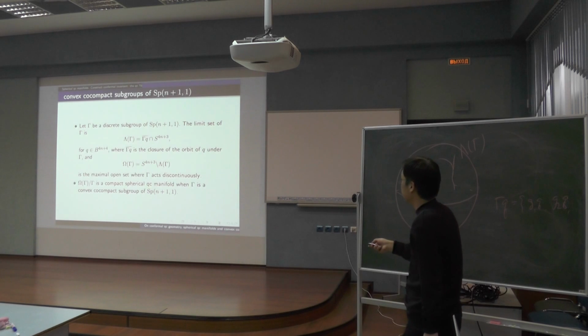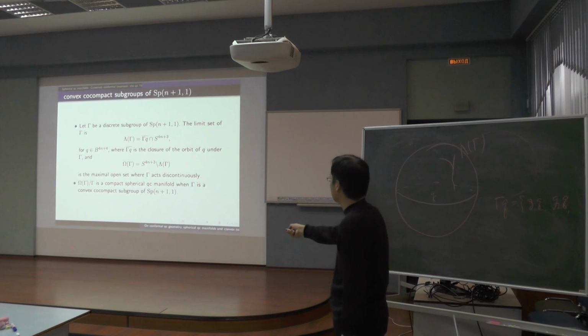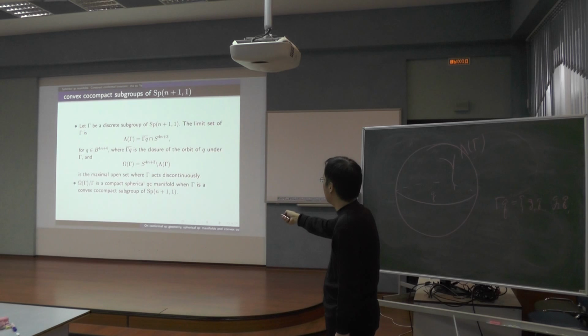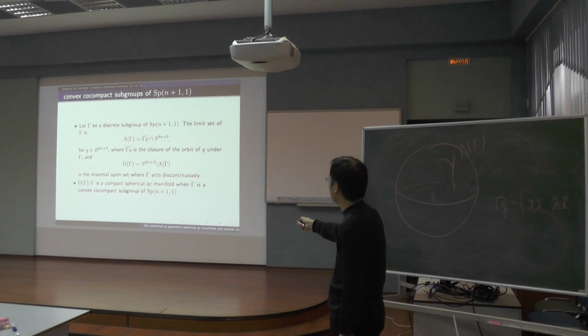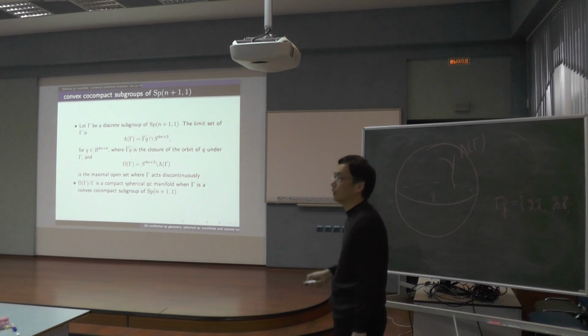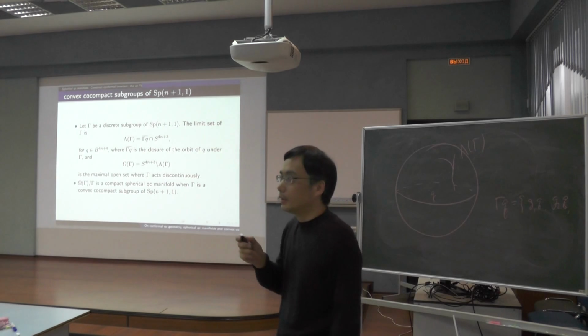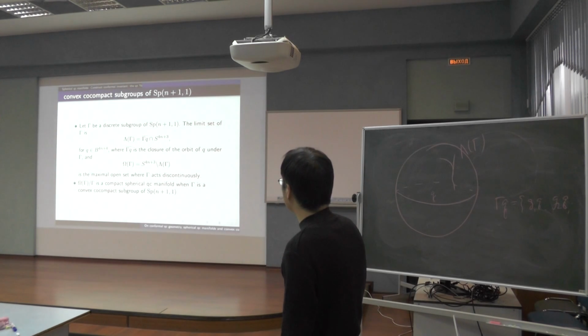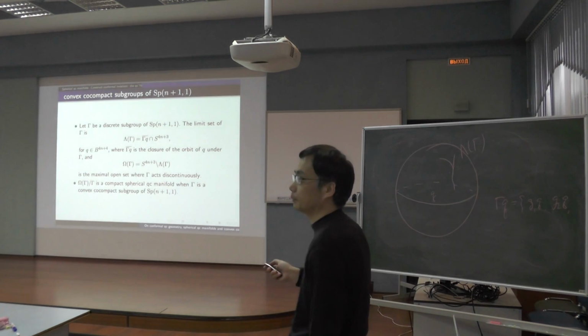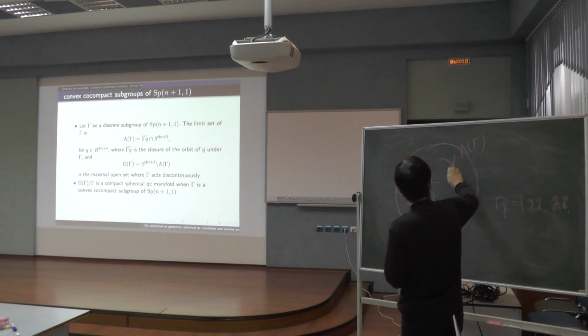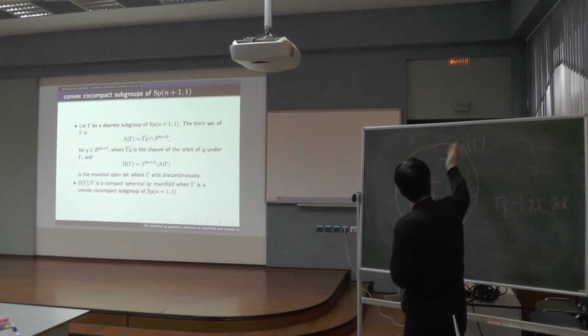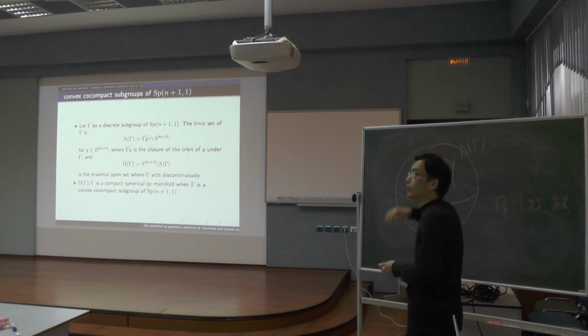And gamma is a convex co-compact subgroup, which is equivalent to saying that omega gamma modulo gamma is a compact spherical QC manifold. There are many equivalent definitions of this kind of group. This is a geometric one. It just means the complement of the limit set modulo gamma is a good manifold.